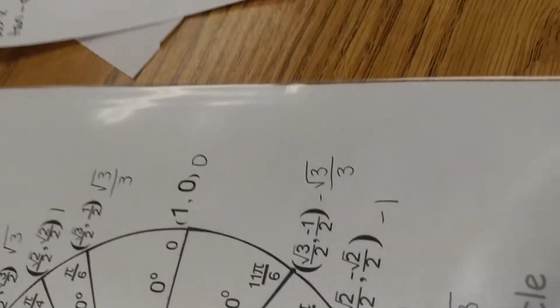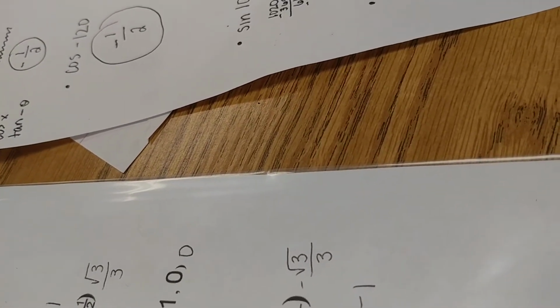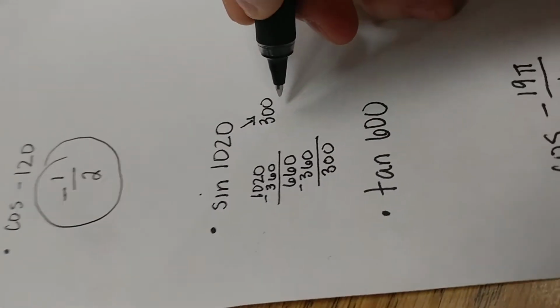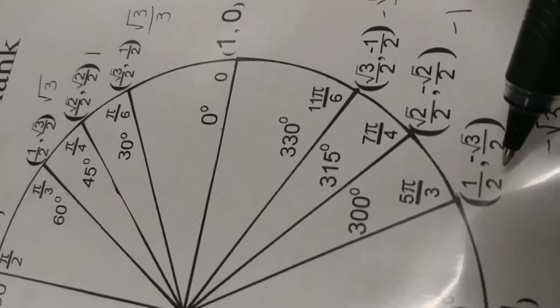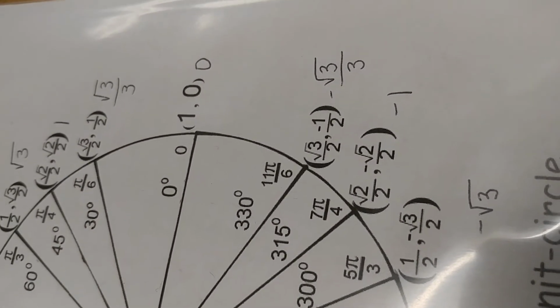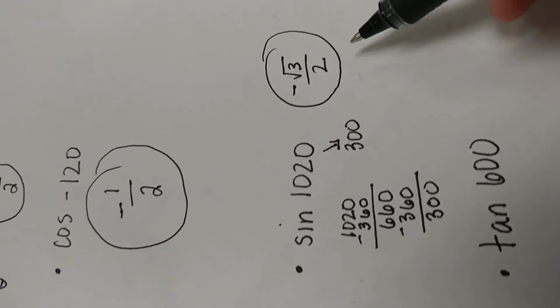So this was what's called a reference angle. When I get 1020, I have to refer to 300. So I'm going to look at 300. Sine is my second answer. That's negative square root of 3 over 2. That's my answer.